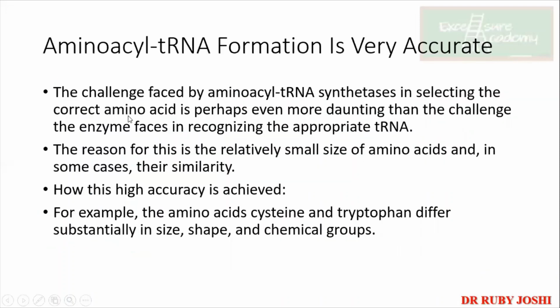Now, the challenge faced by amino acid tRNA synthetase in selecting the correct amino acid is perhaps even more daunting. Why? Because in the case of amino acids, sometimes they are similar in shape, size or chemical groups. Like glycine, it is a small amino acid, correct? So it is possible that it can fit into the synthetase of another amino acid because it is small. Are you able to follow, guys?